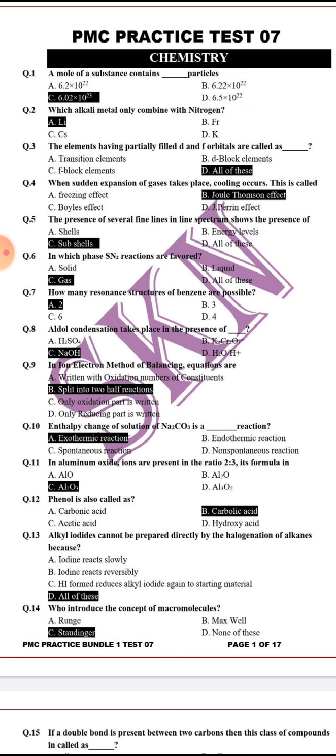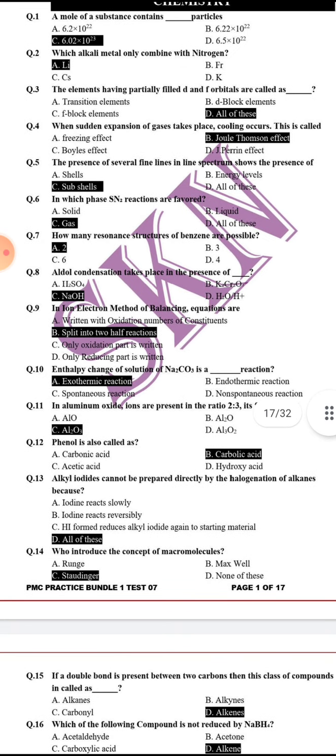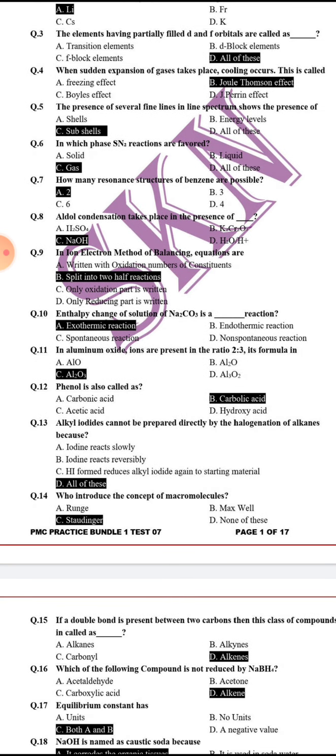Phenol is also called as, and the other name of phenol, you know, is carbolic acid. So the beta will be correct. Next MCQs: alkyl iodide cannot be prepared directly by the halogenation of alkanes because we know that iodine reacts slowly. True. Iodine reacts reversibly. True. HI formed reduces alkyl iodide again to the starting material. Yes, it is also true. And delta, all of these. So the correct option is all of these.